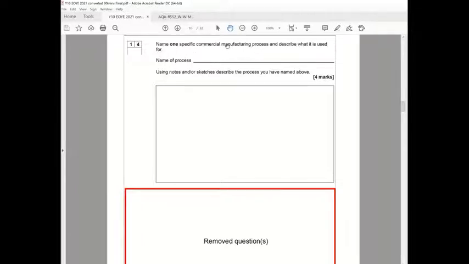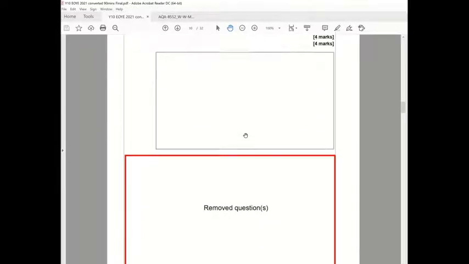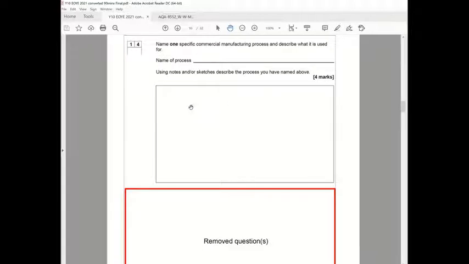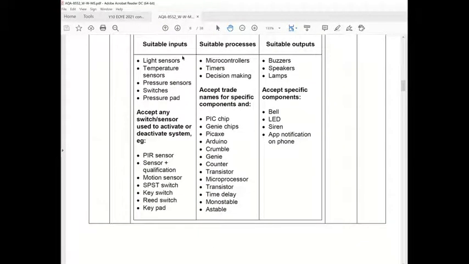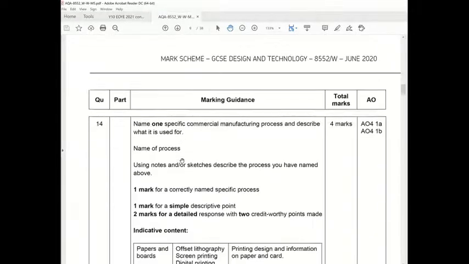And so, yeah, some of you got this wrong, but nearly right. And a lot of you got it right. And some of you got it absolutely wrong, putting things like design specification. That is not a commercial manufacturing process. So to draw pictures, I mean, that I can't verbally describe, but what I can do is just look at the answers we've got here.